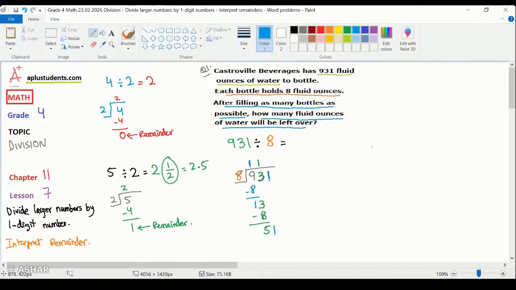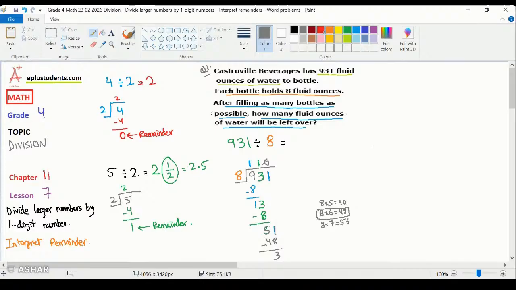8 multiplied by 5 is 40. 8 multiplied by 6 was 48. And 8 multiplied by 7 was 56. We need a number that is near to 51. That is 8 multiplied by 6, right? 8 multiplied by 6 is 48, and the remainder is 3.